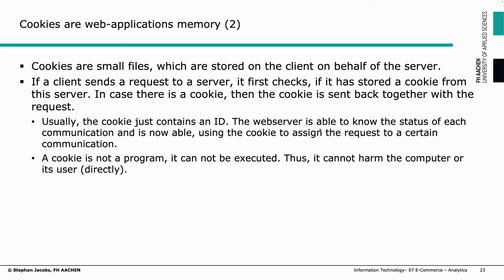And if, for example, something has been placed in the cart before, then the web server now can remember, not the protocol, but the web server can remember that there was something in the cart, and it can see it by seeing this cookie and this ID. Important, the cookie is not a program. It cannot be executed. Thus, it cannot harm the computer. It's not a virus or something like that. However, cookies make it possible to identify and track people, to identify which user is here and has been on this web page before.